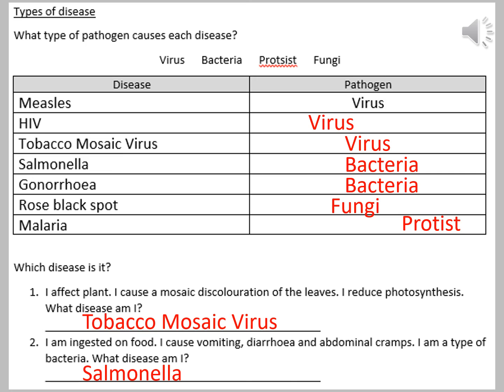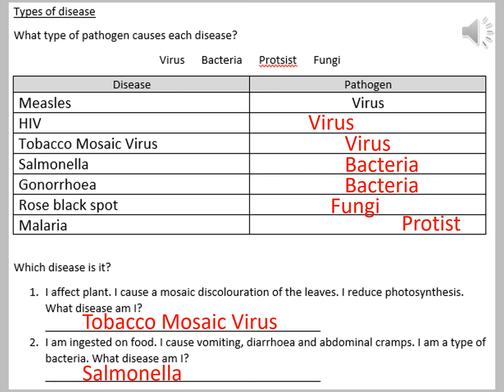You need to remember which type of pathogen causes which disease. So measles is a virus, HIV is a virus, tobacco mosaic virus, as it says in the name, is a virus. Salmonella and gonorrhea are both bacteria. Rose black spot is a fungus, and malaria is a protist.